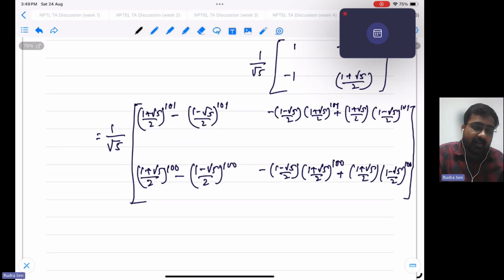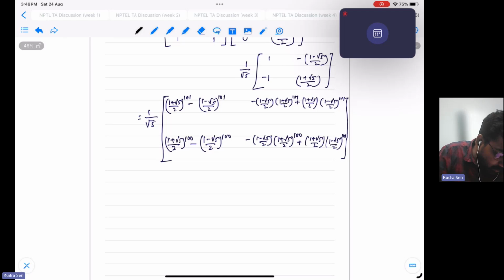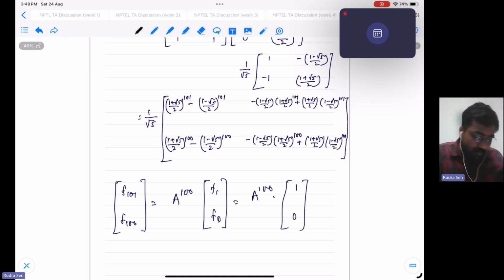So this is the matrix that we get, right? This is basically A to the power 100. And now, this is not our target. Our target is to find out F100. So [F101, F100] is basically A to the power 100 into [F1, F0]. So this is basically A to the power 100 into [1, 0].